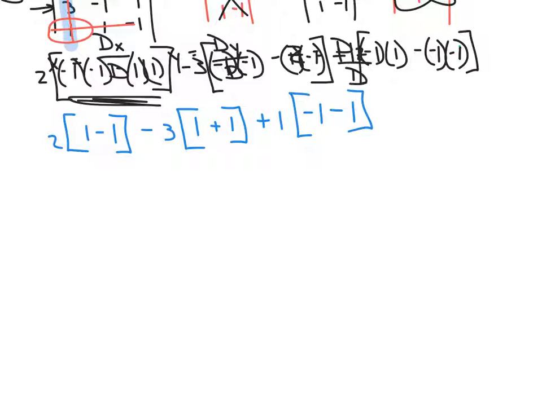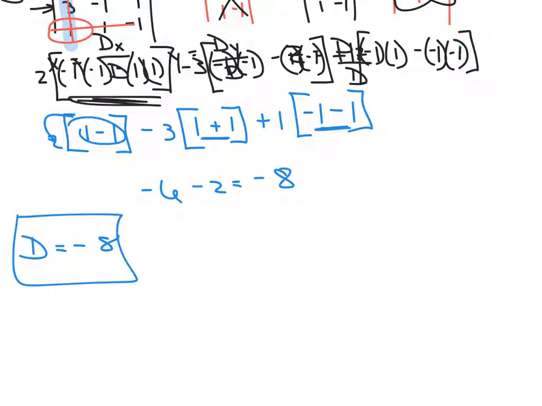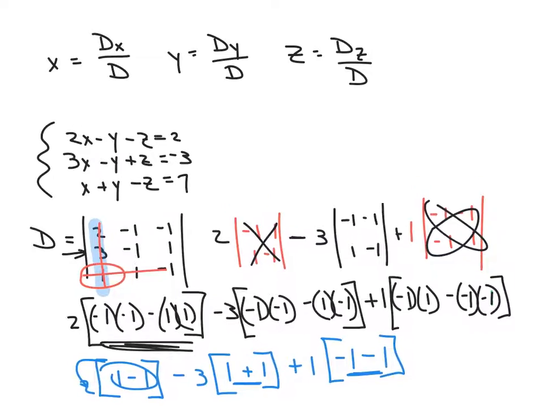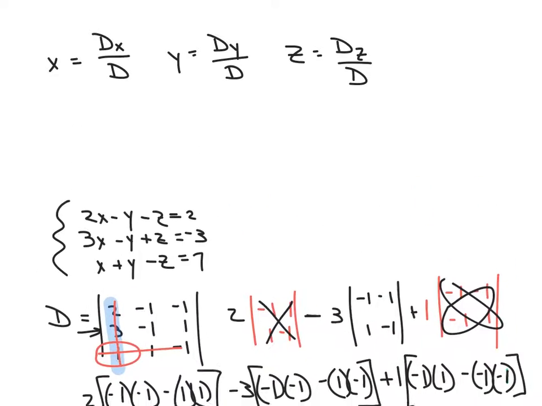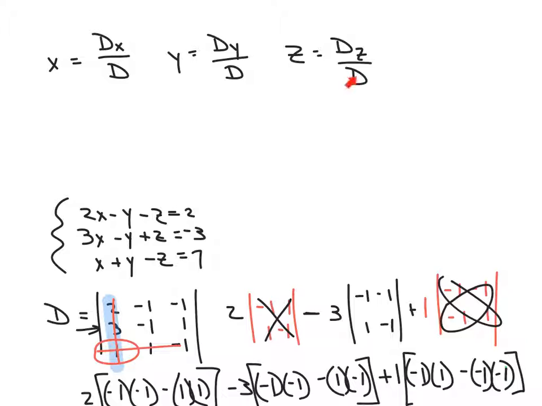All right, keep going here. That gives me 1 minus 1 is 0, times 2 is 0. 1 plus 1 is 2, times negative 3 is negative 6. Negative 2 times 1 is negative 2, giving me a negative 8. So D equals negative 8. Okay, very important there. I don't need anything else there now, because I found D is negative 8, and that's what this number is going to be for all three of these.